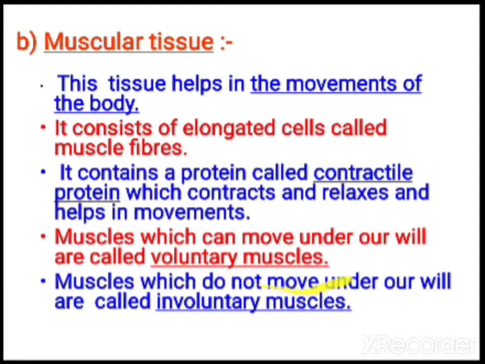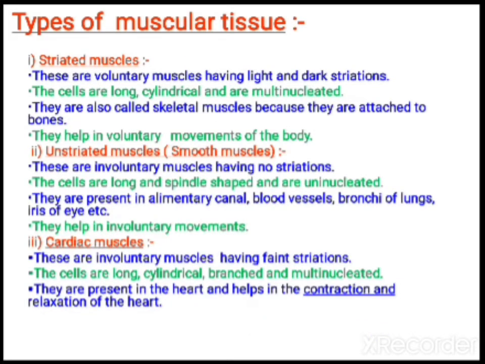The muscles that can move under our will are called voluntary muscles, and those which do not move under our will are called involuntary muscles. With voluntary muscles, you can control the movements, but involuntary muscle movements you cannot control. Now let us study the classification of muscles. Muscle can be classified into three categories: striated muscle, unstriated muscle, and cardiac muscle.